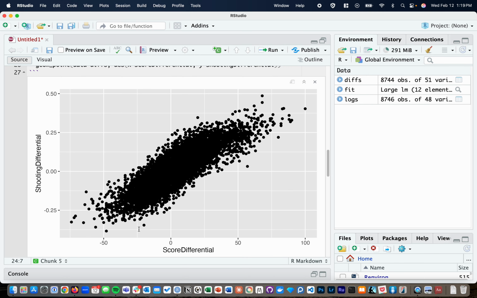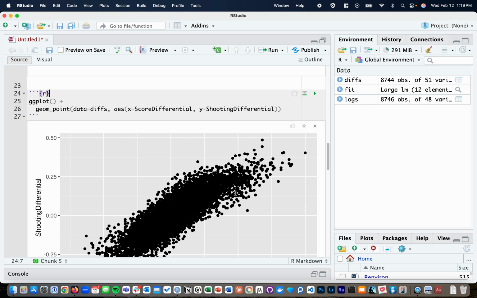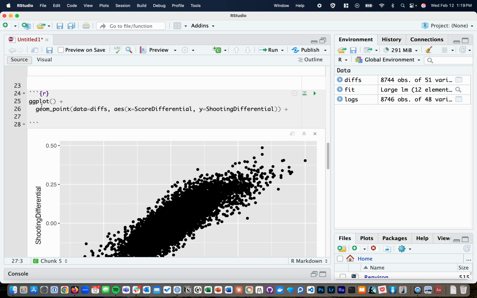And yeah, really tightly clustered there, which means that's what an r squared of 70 looks like. It's very close. And I can add my line of best fit by just doing that.